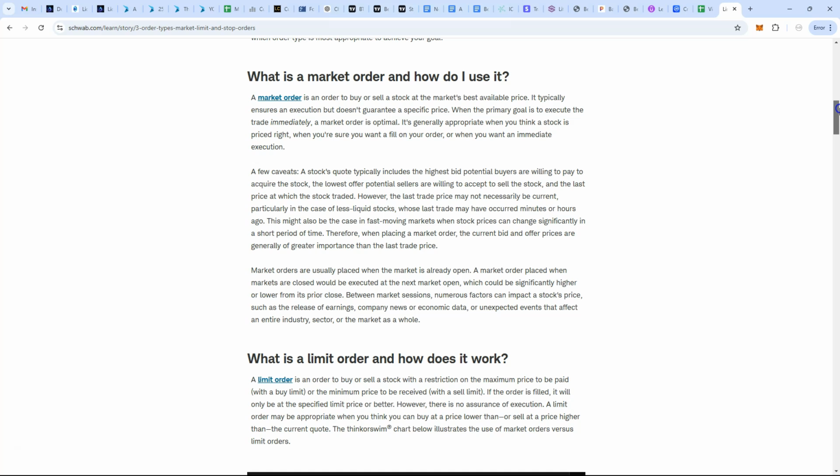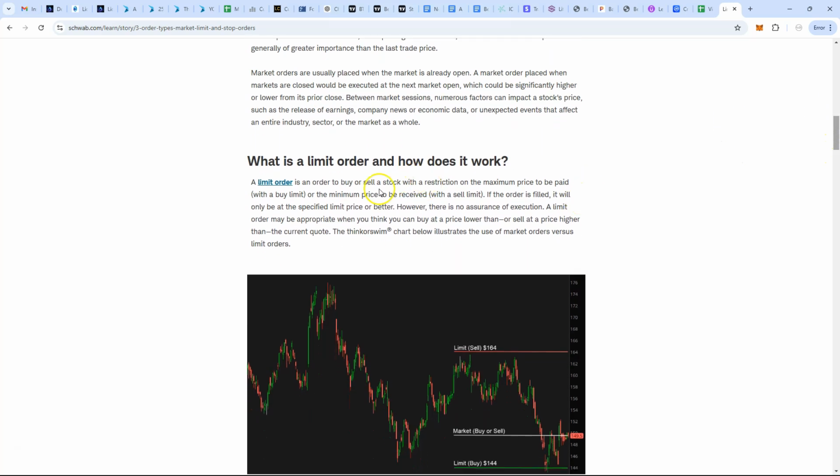What is a market order? The market order basically means that you're taking the trade right then and there. It doesn't matter what the price is. You push the button, you're taking the trade. So what is a limit order? A limit order is an order to buy or sell a stock with a restriction on the maximum price to be paid or the minimum price to be received with the sell limit.